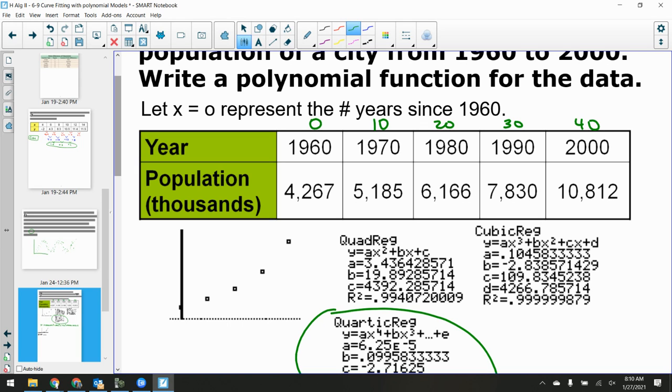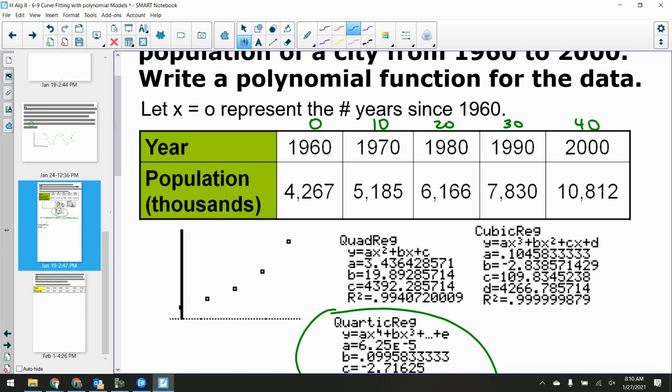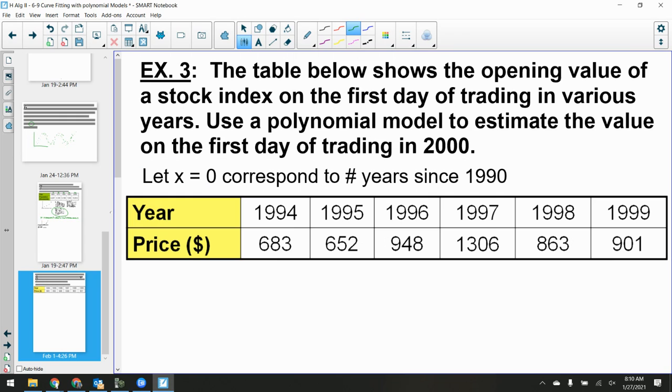Let's do a different one. The table below shows the opening value of a stock index on the first day of trading in various years. Use a polynomial model to estimate the value on the first day of trading in 2000. You know what? Why not? Let's make that 2020. 2021. I don't know how this is going to come out. Hopefully it's going to come out good.